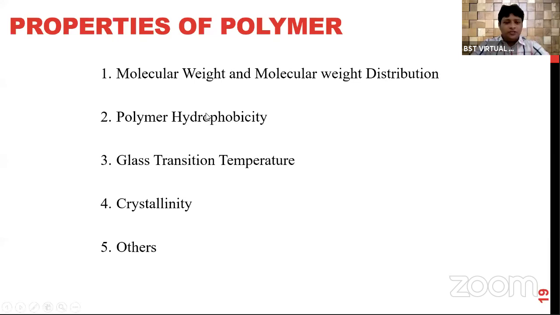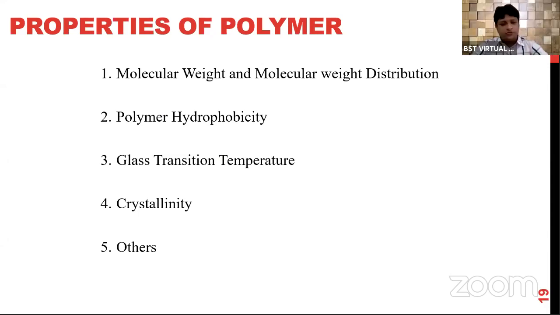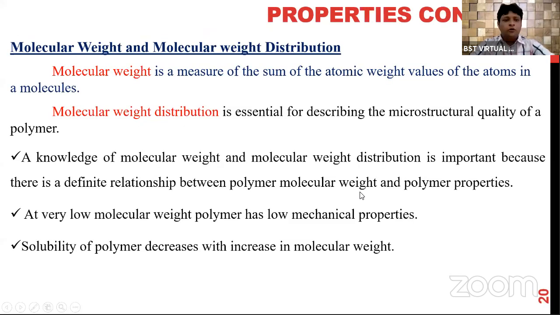So now if you see, the properties of the polymer are classified into 5 types. First one is the properties based on molecular weight and molecular weight distribution. Second one is polymer hydrophobicity. Third one is glass transition temperature. Fourth one is crystallinity, and the last one is others. So now first we will see about the molecular weight and molecular weight distribution.